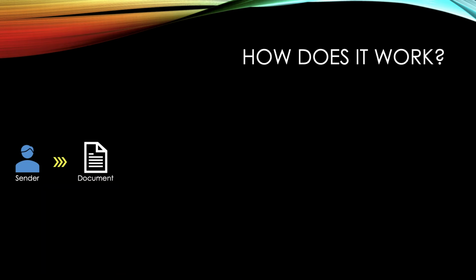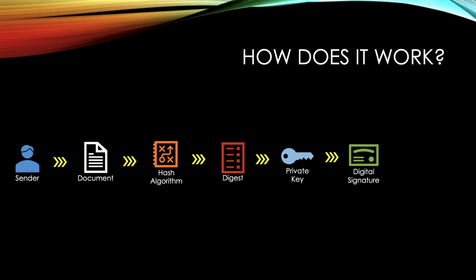How does this work? Well, the sender will create a document which would then pass through a hash algorithm like SHA-2 to create a digest. The digest is then passed through the private key to get your digital signature. The document and the digital signature are then sent to the receiver.